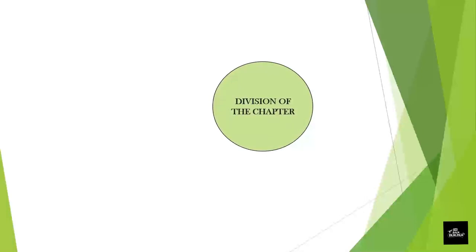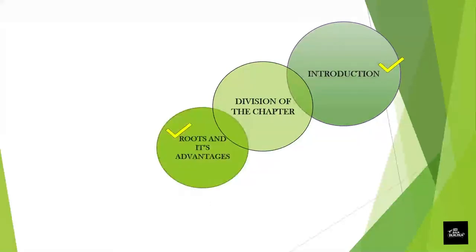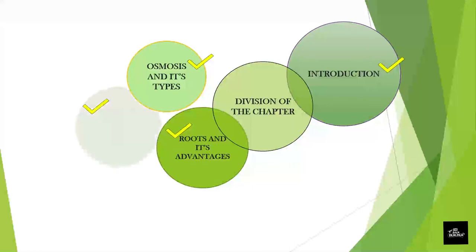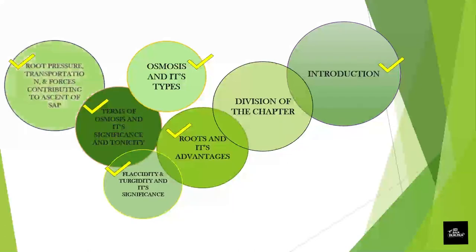Let us look at the division of the chapter for one last time. First was the introduction. Second was the roots and its advantages. Third was osmosis and its types. Fourth was terms of osmosis and its significance and tonicity. Fifth was flaccidity, turgidity and its significance. Sixth was root pressure, transportation, and forces contributing to ascent of sap.